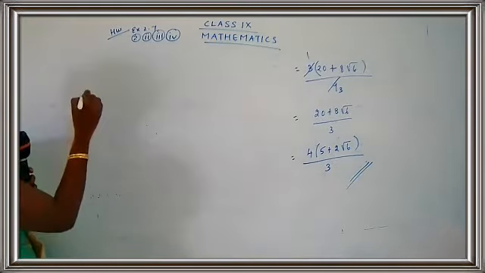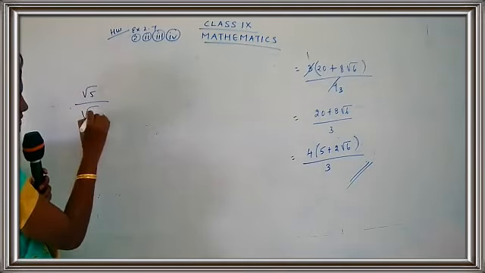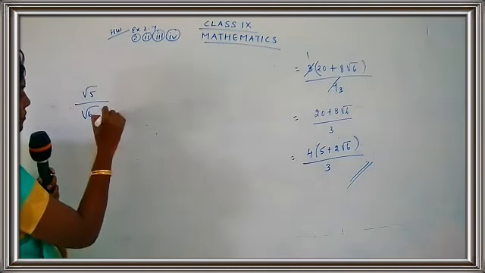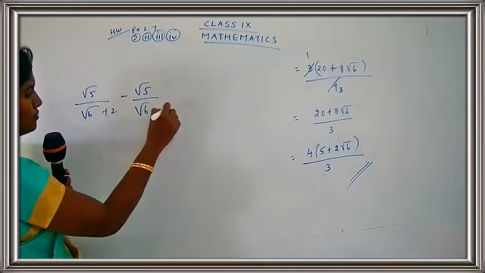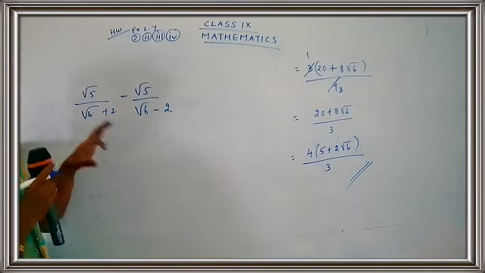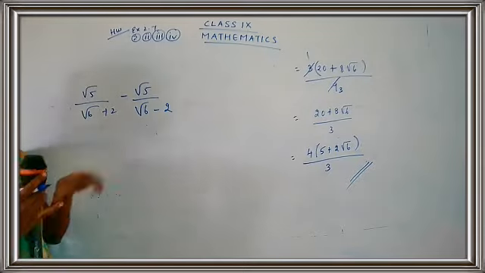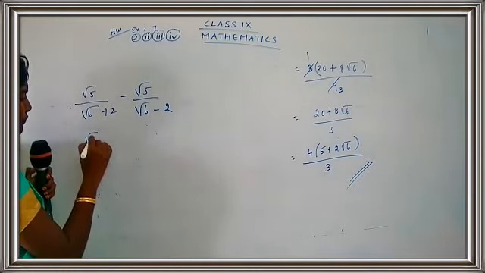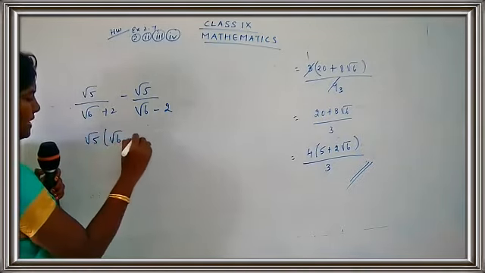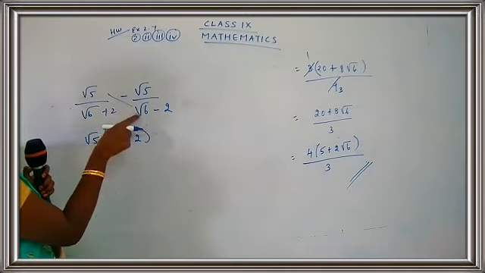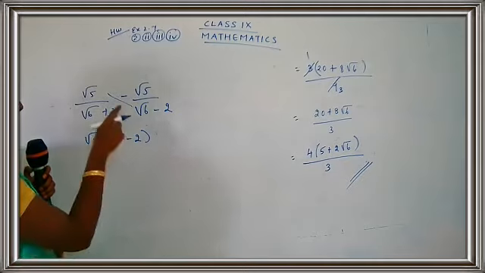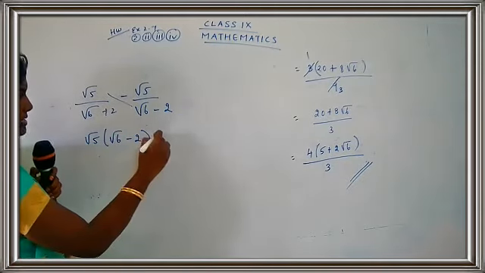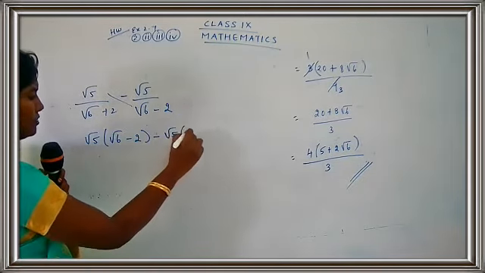So now you have a sum here, root 5 upon root 6 plus 2 minus root 5 upon root 6 minus 2. So this is a question given to you. Now what you can do is you can cross multiply them. So it will be very easy. So you get your root 5 into root 6 minus 2. Clear, children? Cross multiplying. So root 5, use a bracket. Okay, children? Root 5 into root 6 minus 2. What is the main sign here? Minus root 5 into root 6 plus 2.